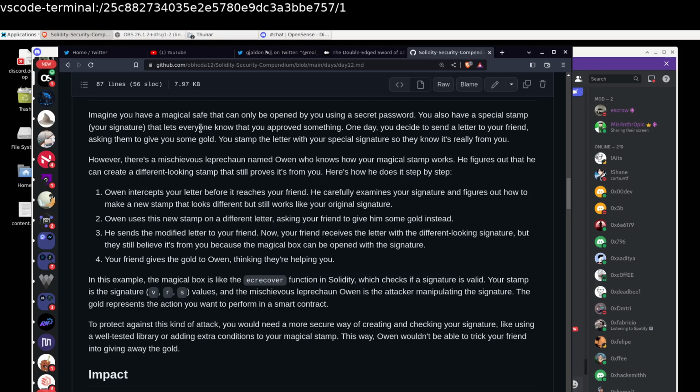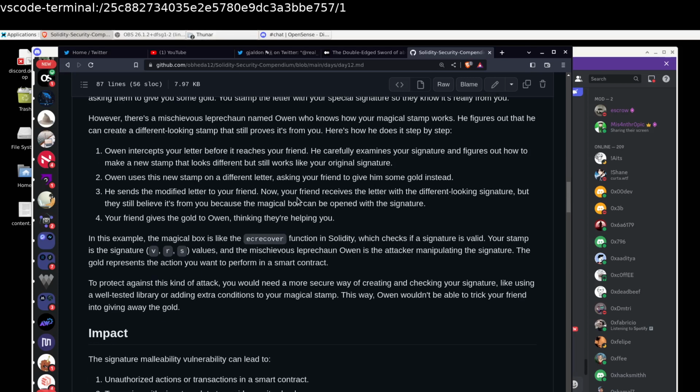Owen uses the new stamp on a different letter, asking your friend to give him the gold instead. He sends the modified letter to your friend. Now your friend receives the letter with a different looking signature, but they still believe it's from you because the magical box can only be opened with your signature. Your friend gives gold to Owen, thinking they're helping you. So kind of an MEV interception here.